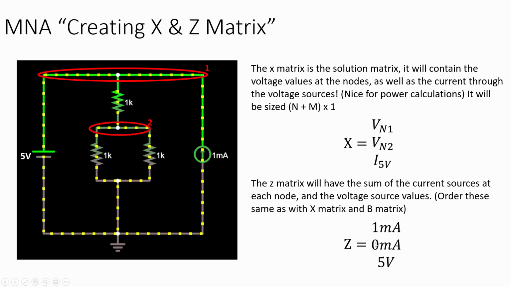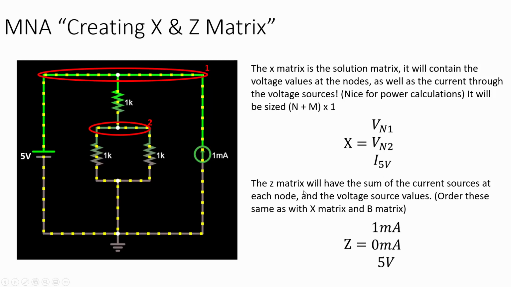Then your Z matrix is going to be the sum of all the currents going into that node, for all your nodes, and then you add at the bottom all of your voltage sources that correspond to where you put the voltage sources in X. So if you had 2, you would want the order for X to be the same order as Z.